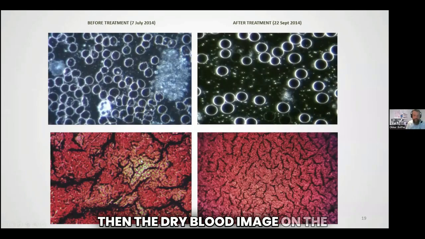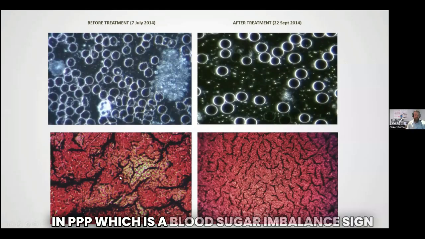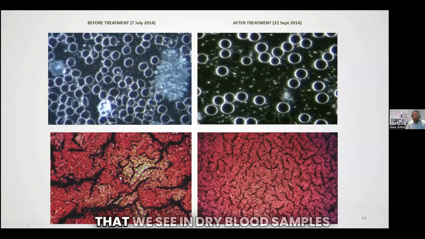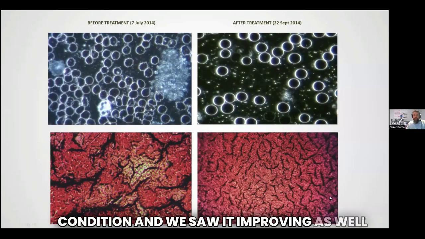Right. And then the dry blood image on the lower left-hand side there, that's an example of broken fibrin in PPP, which is a blood sugar imbalance sign that we see in dry blood samples. So also another pattern that was monitored in this condition, and we saw it improving as well.